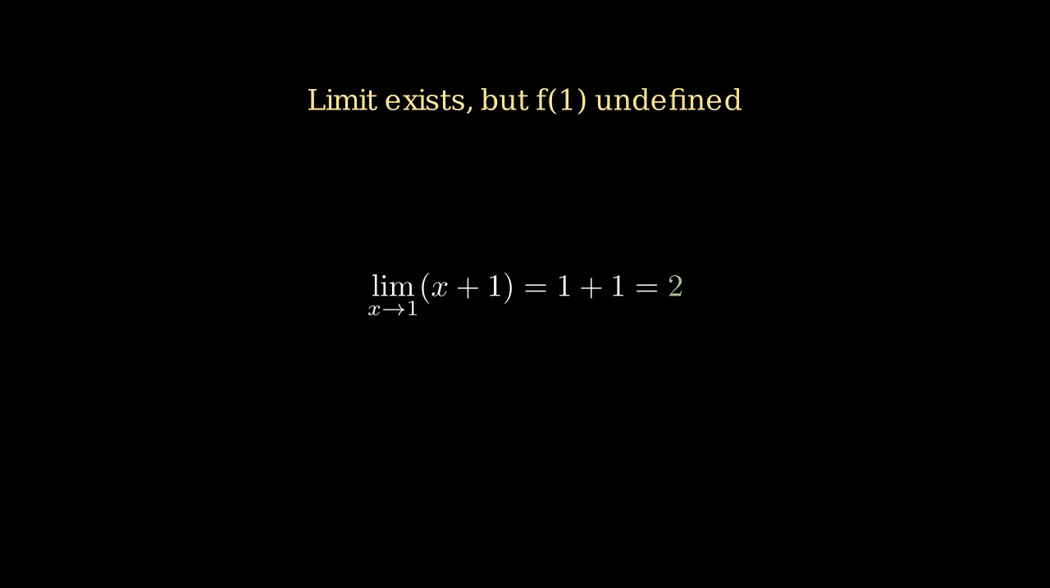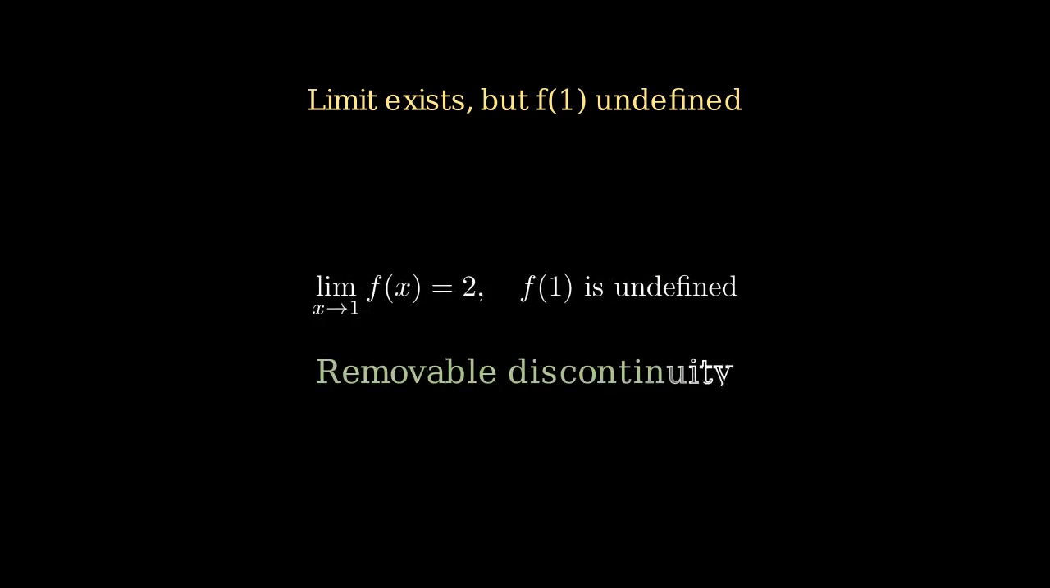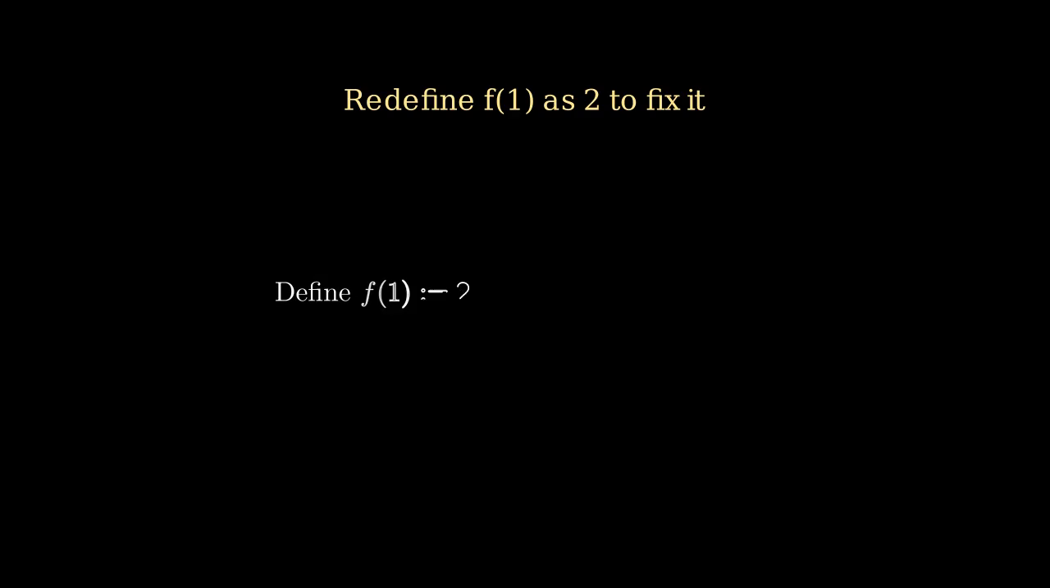Now compare. The limit exists and equals 2, but f of 1 itself is undefined. Since the limit exists but the function value does not match it, this is a removable discontinuity. In fact, if we simply redefine f of 1 to be 2, the function becomes continuous at that point since all three conditions would then hold.